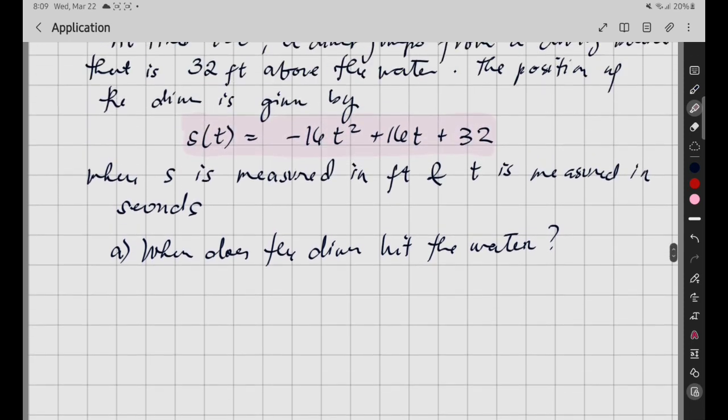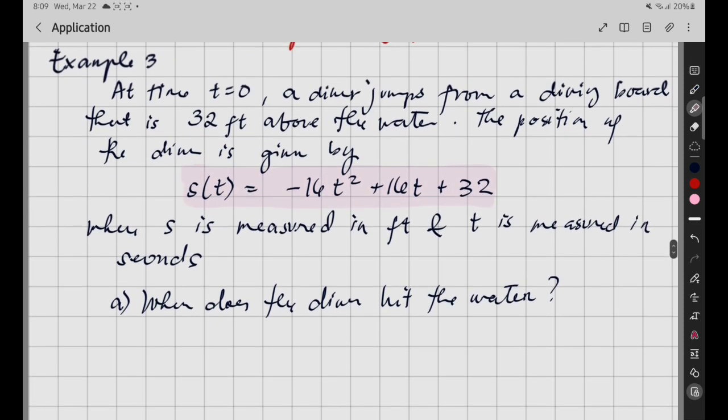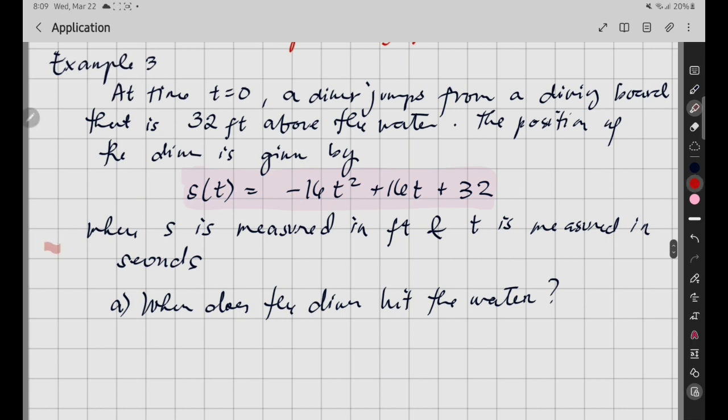Okay, so if we analyze the problem, we have a diver. If this is the diver here at the top, ready to dive, and then we have here the water. Here we have t equal to 0. So the position function would determine the distance of the diver from the water, and that is our s of t.